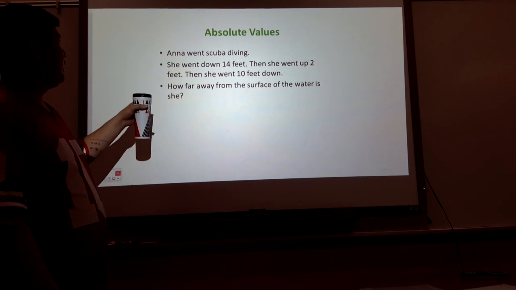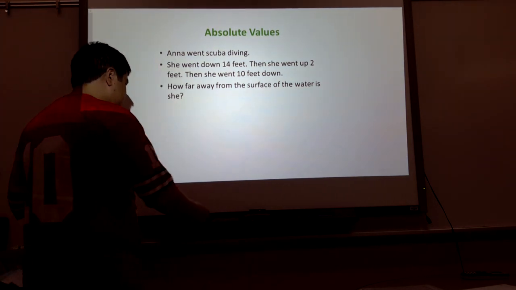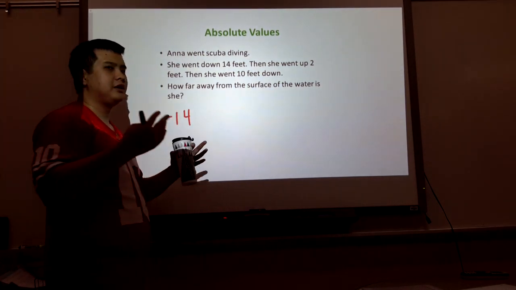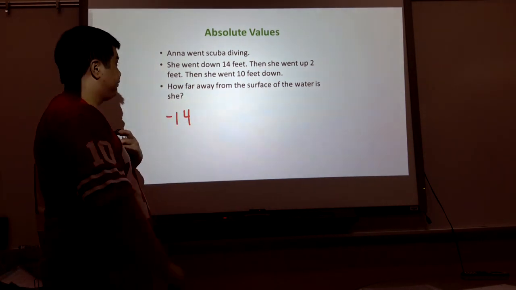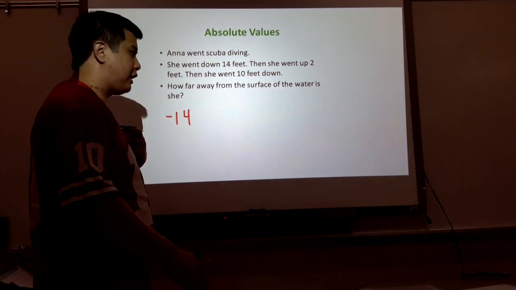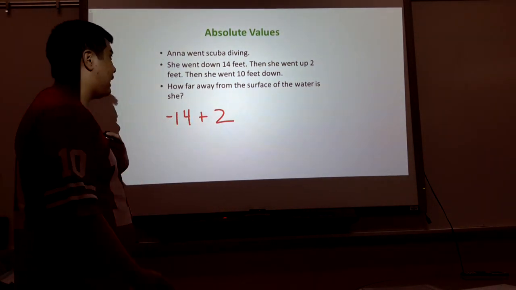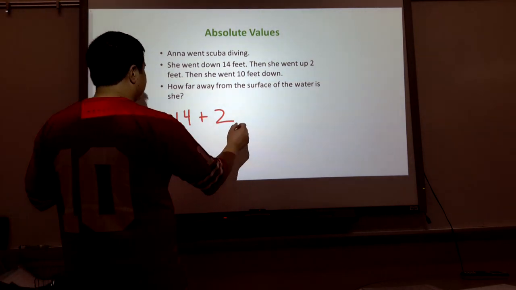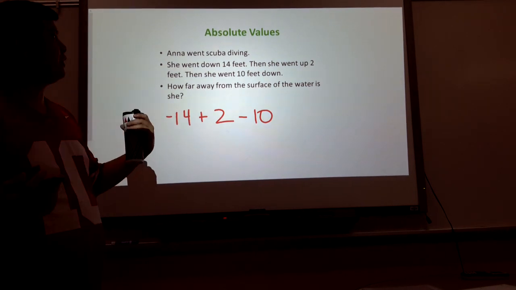So, Anna begins by going down 14 feet. So we're going to start with -14, because downwards usually indicates negative numbers. Then she went up 2 feet, and upwards usually indicates positive, so we're adding value. Then she went 10 feet down more, subtracting 10. The question asks, how far away was she from the surface?